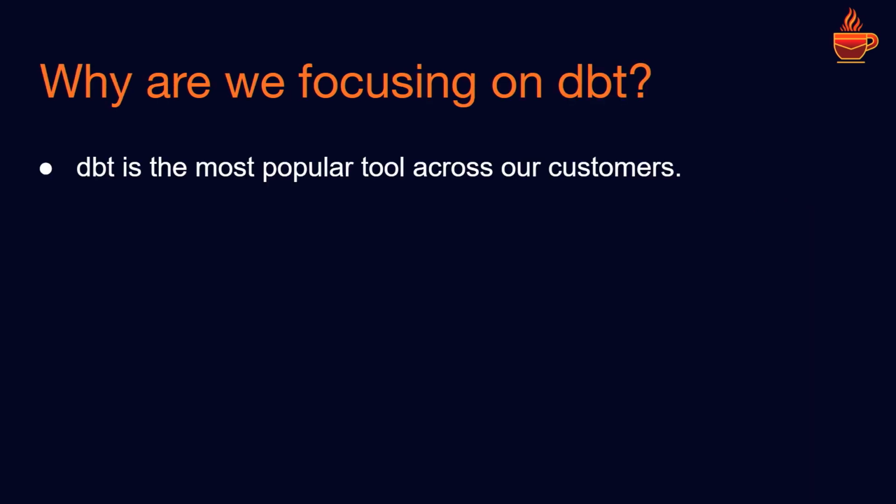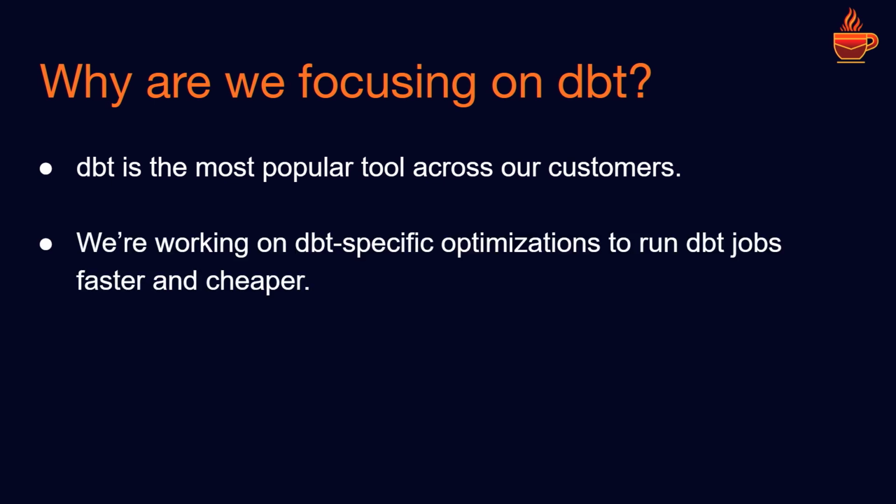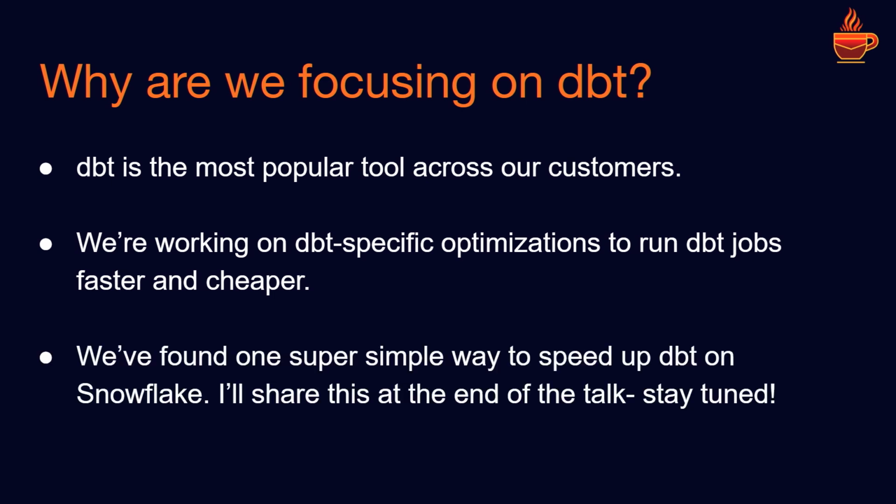Okay, so why are we doing DBT-specific stuff? DBT is hands down the most popular tool across our customers. We see many users with close to, if not over, 50% of their compute load coming from DBT. So it seemed like a very promising place to start optimizing. Running DBT jobs faster and cheaper is going to be really impactful across our user base. We've also found one really simple way to speed things up if you're using DBT specifically on Snowflake. I will talk about this at the end of the talk, so you have something concrete. Stay tuned.